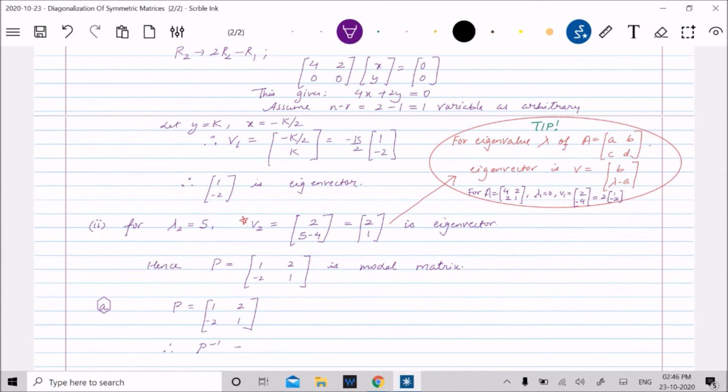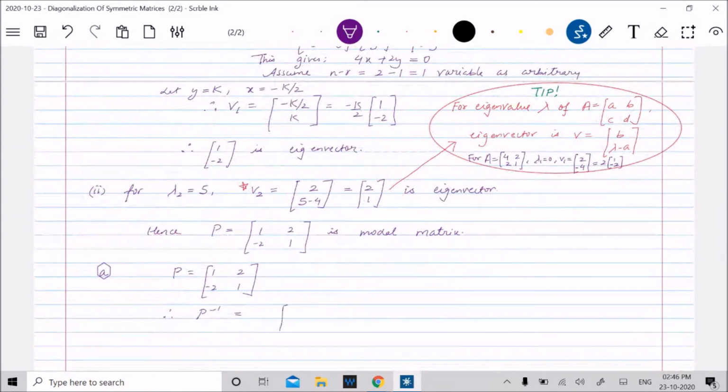To find the inverse of a 2 cross 2 matrix, we have a very shortcut trick. We just switch these diagonal elements with one another, so you will be getting one here and one here, by switching them. And you just change the sign of these elements. It will be minus 2, it will be plus 2. But what is left, you divide it by the determinant of this. So 1 minus minus 4, that will give you 5. So this is P inverse. Are you getting my point?